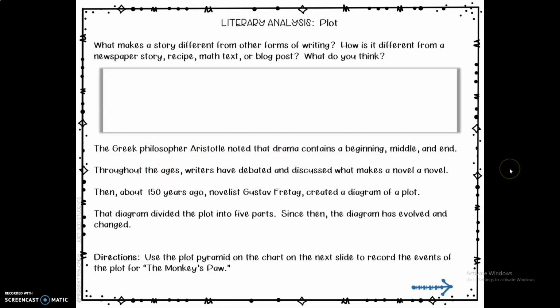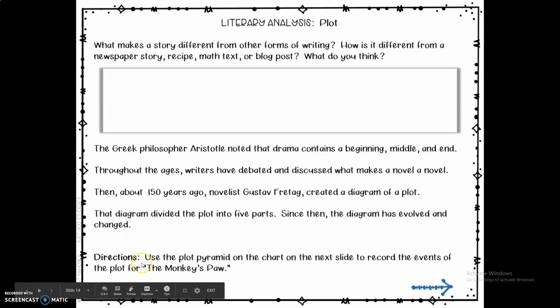The Greek philosopher Aristotle noted that drama contains a beginning, a middle, and an end. Throughout the ages, writers have debated and discussed what makes a novel a novel. Then, about 150 years ago, novelist Gustave Freytag created a diagram of a plot. That diagram divided the plot into 5 parts. Since then, the diagram has evolved and changed.